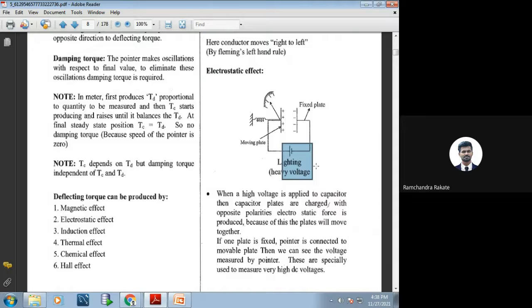Which force are we using here? Electrostatic force. So the deflecting torque can be produced with the help of the magnetic effect, electrostatic effect, induction effect, thermal effect, and chemical effect. This is one of them. Correct?